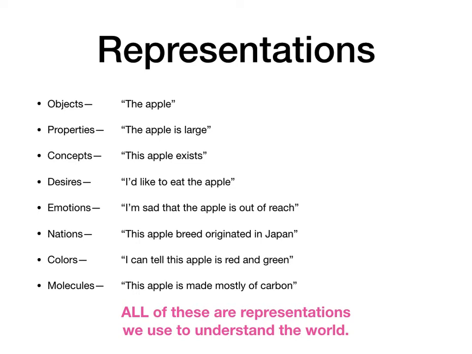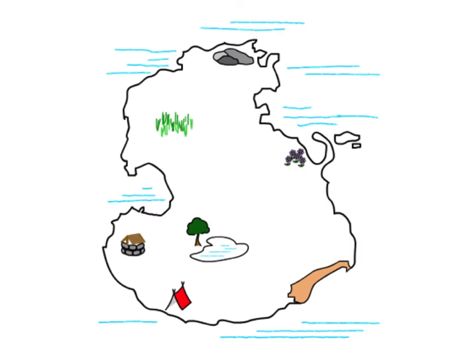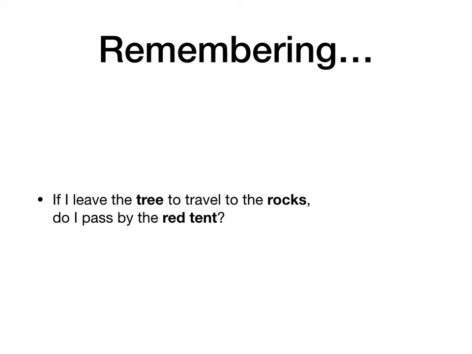let's think back a bit, remembering, was there a tree on the map we saw earlier? Yeah, it was right there by the lake, right? But when I prompted you with that, you started to think back. Was there a tree? Oh, where was it located? Was it connected to something? You consulted some sort of internal representation to try to prompt you with, wait, was there a tree there or not? Okay, how about if I leave the tree to travel to the rocks, do I pass by the red tent or not?